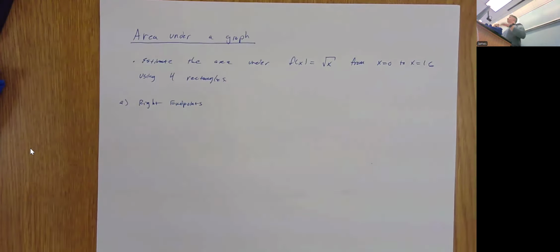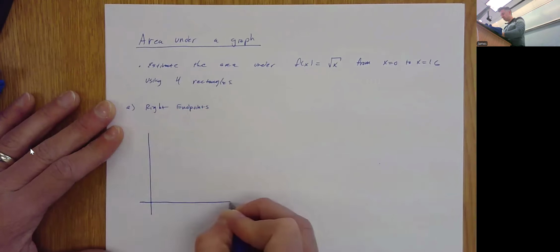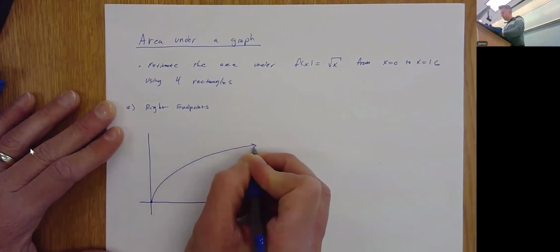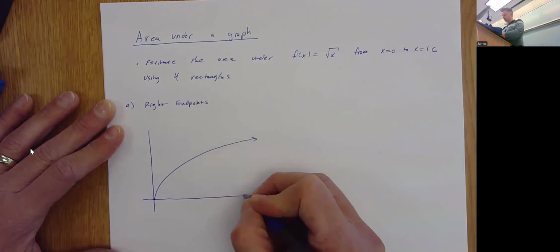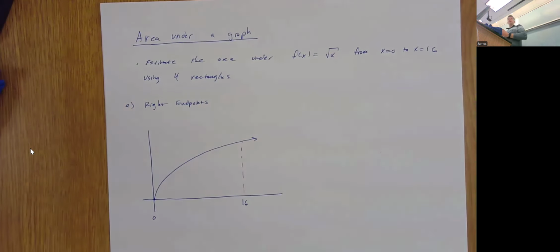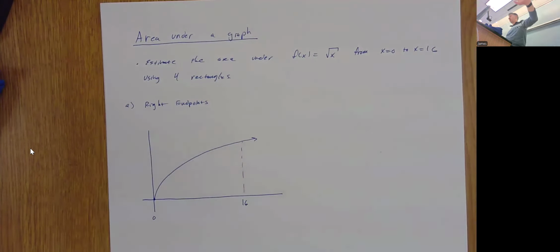So here's the general basic idea. We're going to draw the graph. Your usual square root graph, it looks like this. And let's say 16 is right here. So we're going to break this interval from 0 to 16 up into 4 equal width subintervals, or whatever the number is, right? In this case, it's 4. It could be whatever number we like.